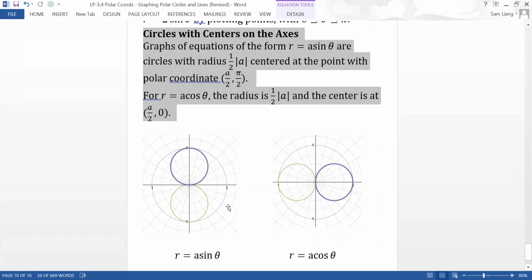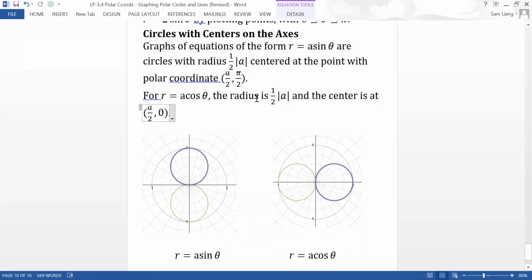For r equals a sine theta, the centers are on the vertical axis, which makes sense because sine is a vertical function, so to speak. Like in physics, the vertical component is sine theta times the vector. Same thing for a cosine theta, where the center is on the polar axis, so horizontal. And these are the formulas for the radius and the center.